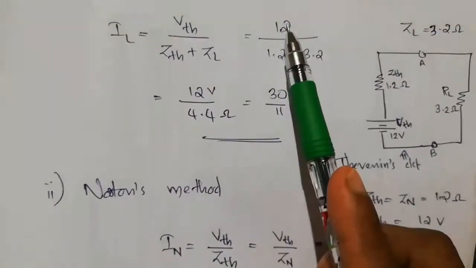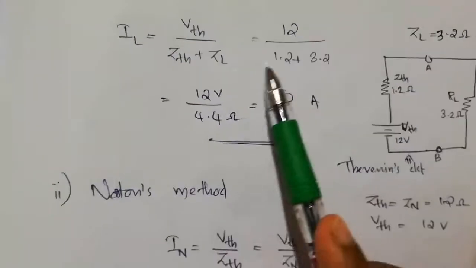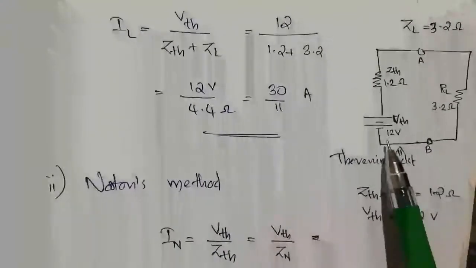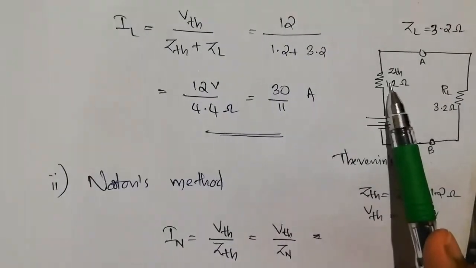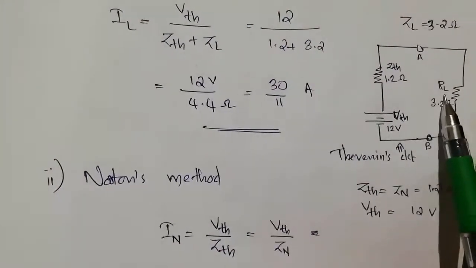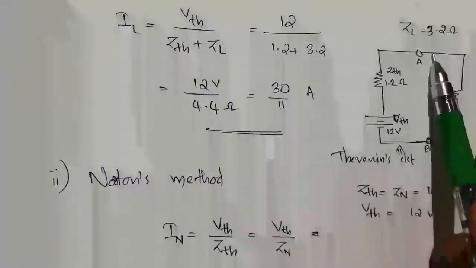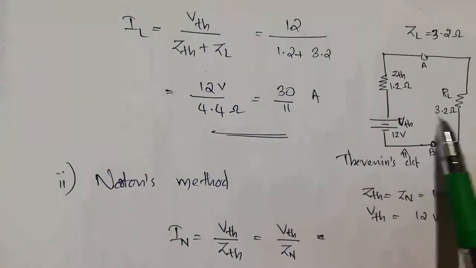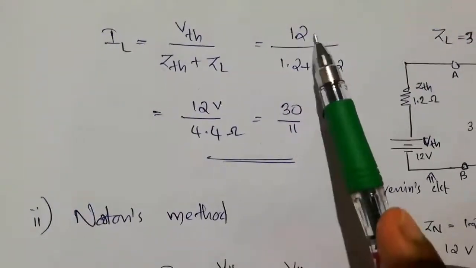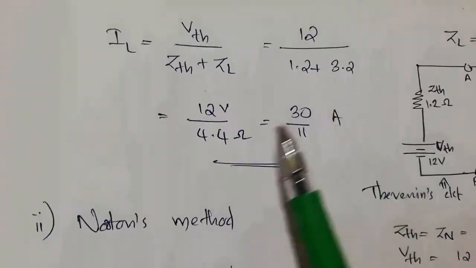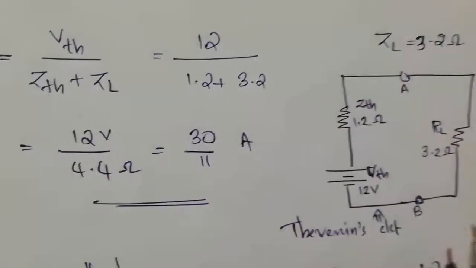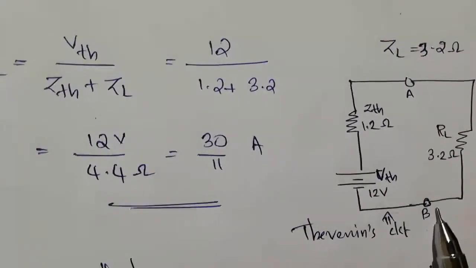VTH is equal to 12 volt and ZTH is equal to 1.2 ohm, and ZL is replaced in this. This is the Thevenin's equivalent circuit, 12 volt, 1.2 ohm. VTH, ZTH, and the RL or ZL is connected across the open circuited AB terminals, 3.2 ohm. So IL is equal to VTH by ZTH plus ZL, that is 12 by 1.2 plus 3.2, that's equal to 30 by 11 ampere, and this is the Thevenin's equivalent circuit.